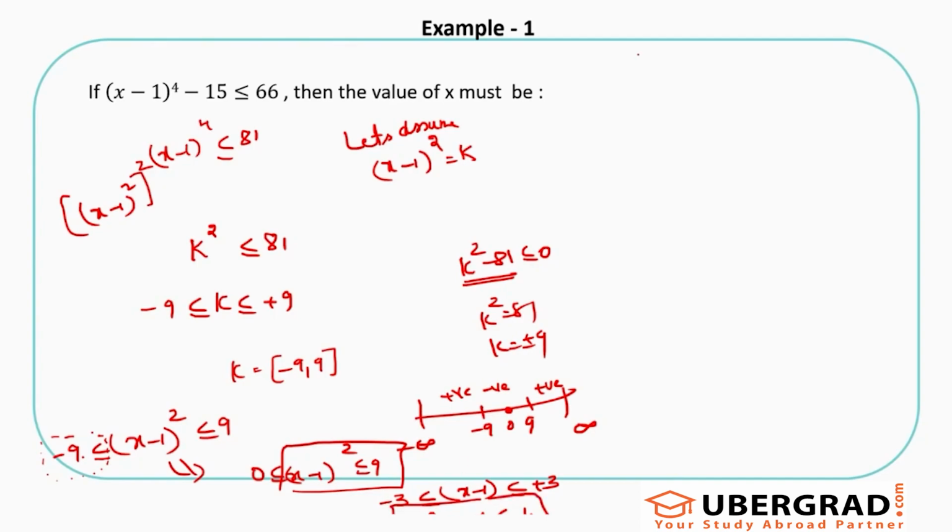Anything from minus 2 to minus 4, I can do with it, right? So let me just substitute back and check it. If I have x is 4, what do I get? 4 minus 1 is 3, power 4, minus 15. That's 81 minus 15, which is 66. So that is still less than or equal to 66.